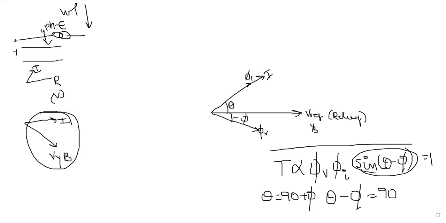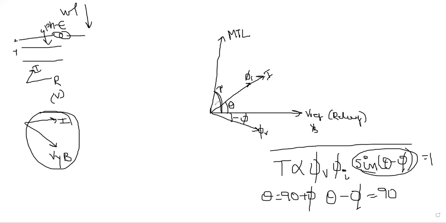So theta is this: 90 plus phi, so it will appear here. This is the maximum torque line, and the angle made by this is tau. I'll call this tau.